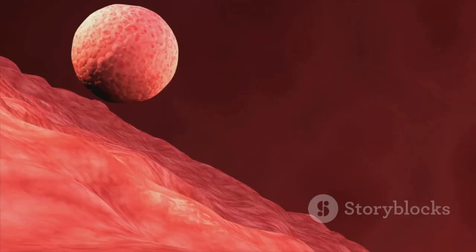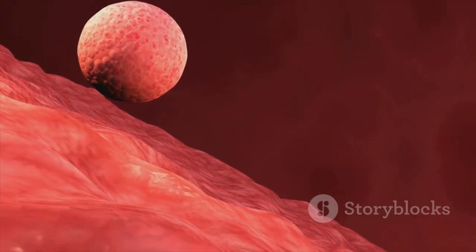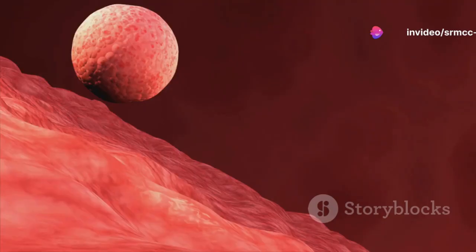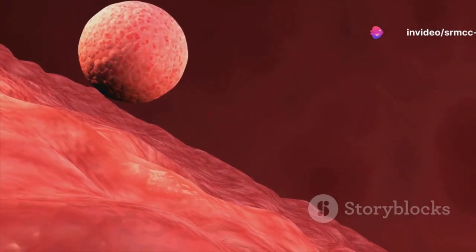The zygote travels down the fallopian tube toward the uterus. It begins dividing rapidly to form a cluster of cells. When it reaches the uterus, it implants in the lining of the uterus and pregnancy begins.